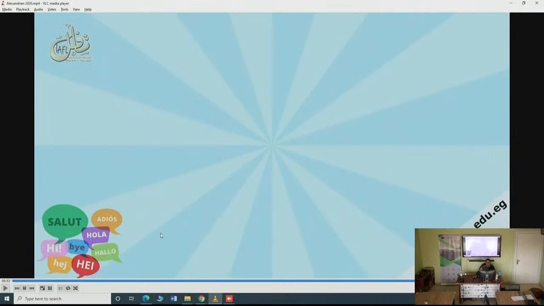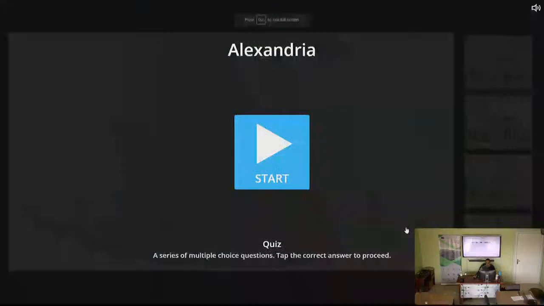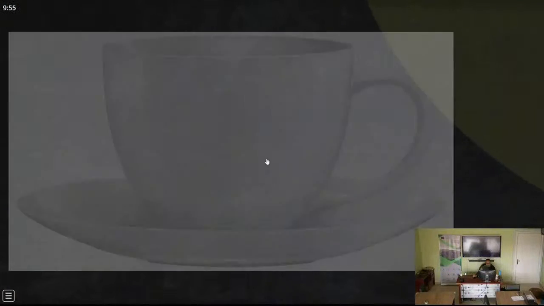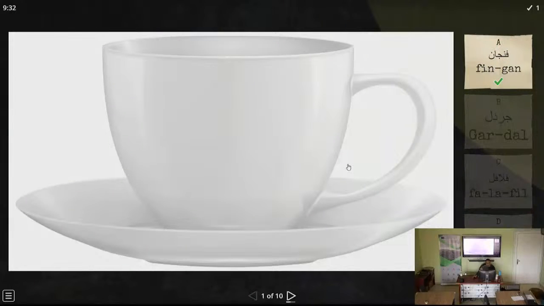Okay, so now we're going quickly for the game. There are 10 MCQs, so I will spare 30 seconds for each question, and then I will click on the right answer. What is this word? Okay, so this is the word fingan, from Turkish origin.